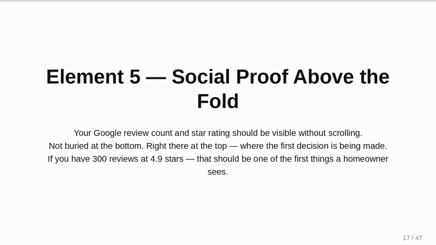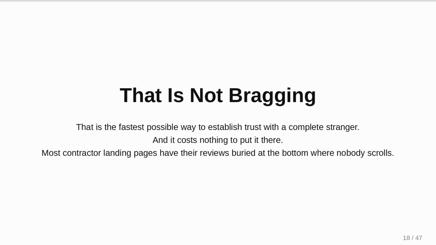Element 5 is social proof above the fold. Your Google review count and star rating should be visible without scrolling, not buried at the bottom of the page, right there at the top where the first decision is being made. If you have 300 Google reviews at 4.9 stars, that number should be one of the first things a homeowner sees when they land on your page. That is not bragging. That is the fastest possible way to establish trust with a complete stranger.